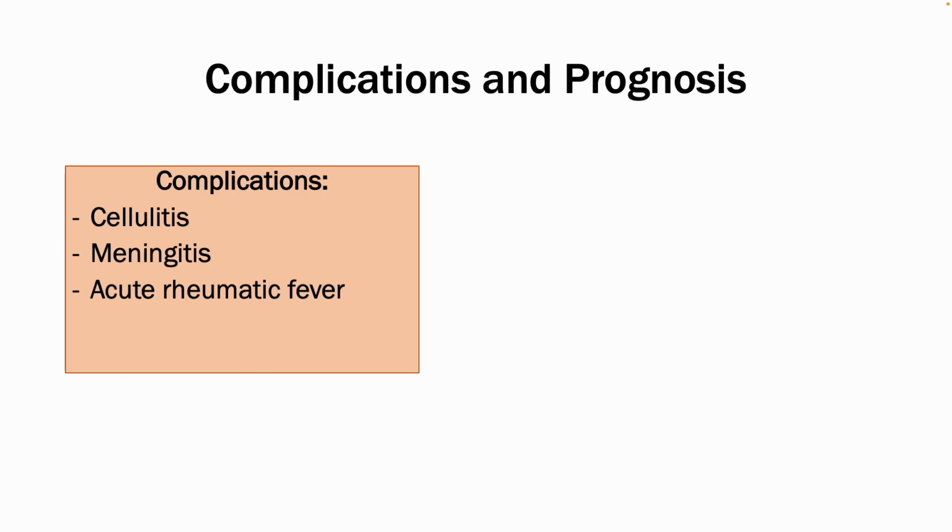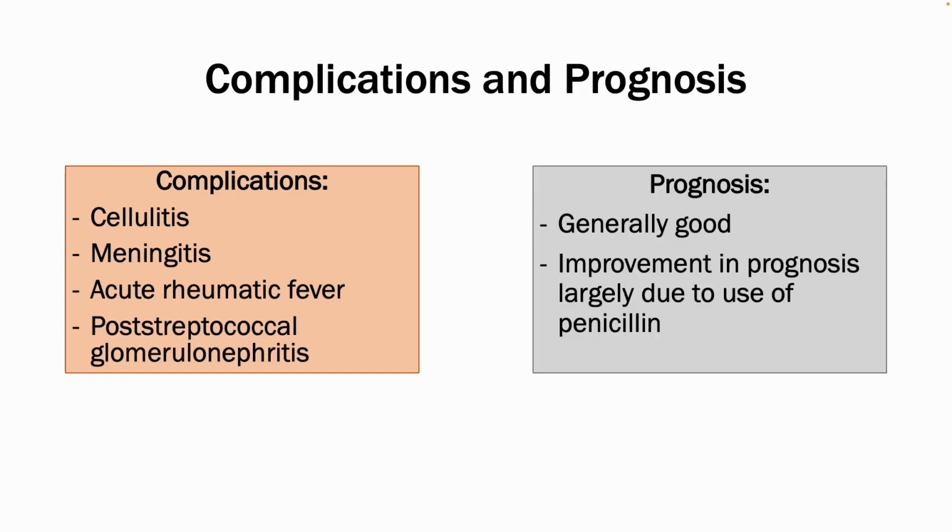In terms of complications, the main ones include cellulitis, meningitis, rheumatic fever, and post-streptococcal glomerulonephritis. However, in terms of the prognosis, it is generally good, and there's been an improvement in prognosis largely due to the use of penicillin for the treatment of this condition.